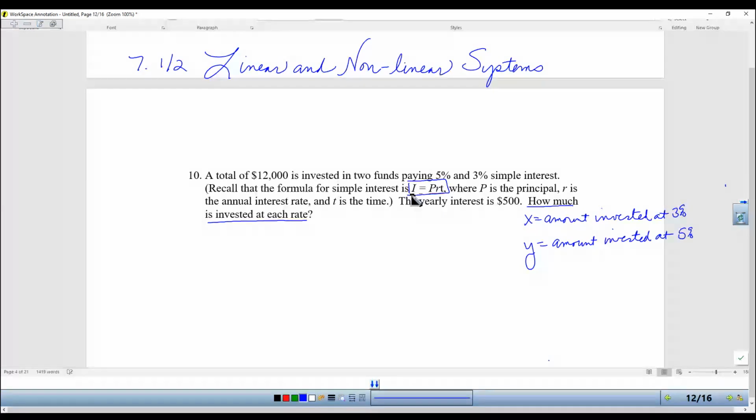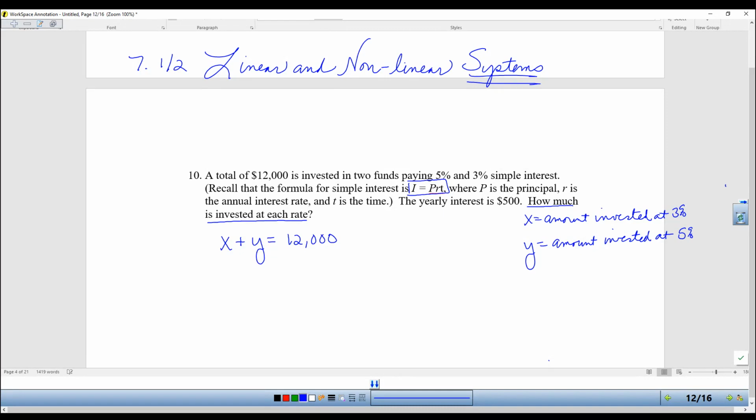And then, of course, we have to figure out a couple different equations. These are systems, which means there's going to be more than one equation. Well, first of all, we know that 12,000 is invested, some at 3% and some at 5%. So our first equation is just X plus Y is equal to 12,000.